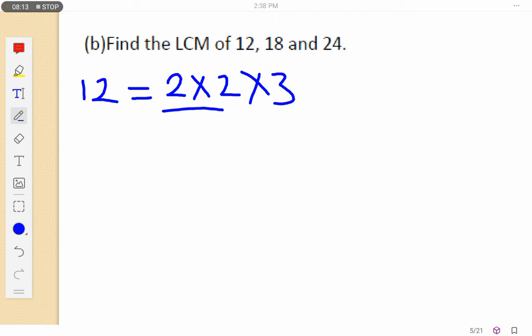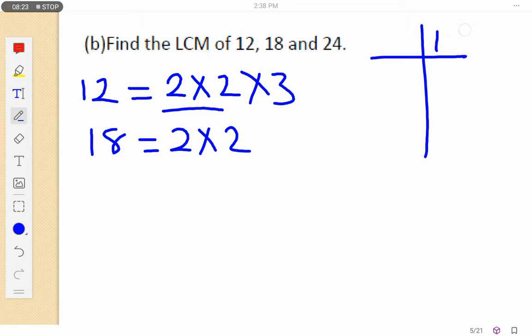Okay, fine. Let's go for 18. 18, I will get 2 times 2. I'm simply dividing there. Let me do it. 18 divided by 2, 9. So here I should have a 3. 3 into 9, 3, 3. Okay, fine. So I've got 2 times 3 times 3.